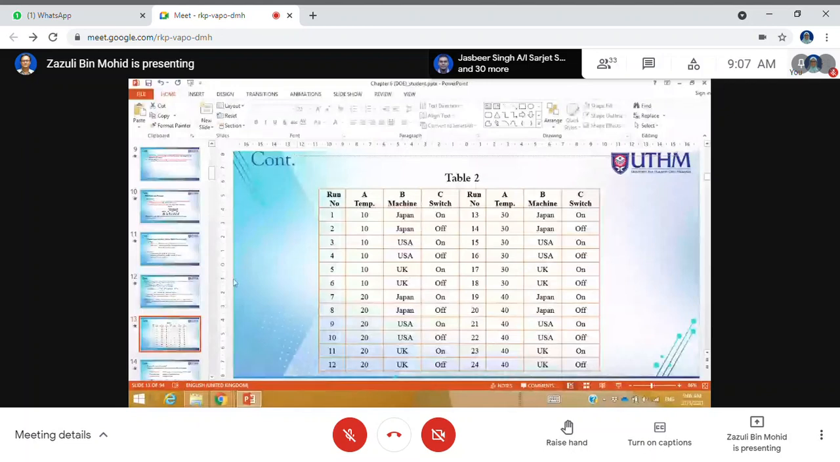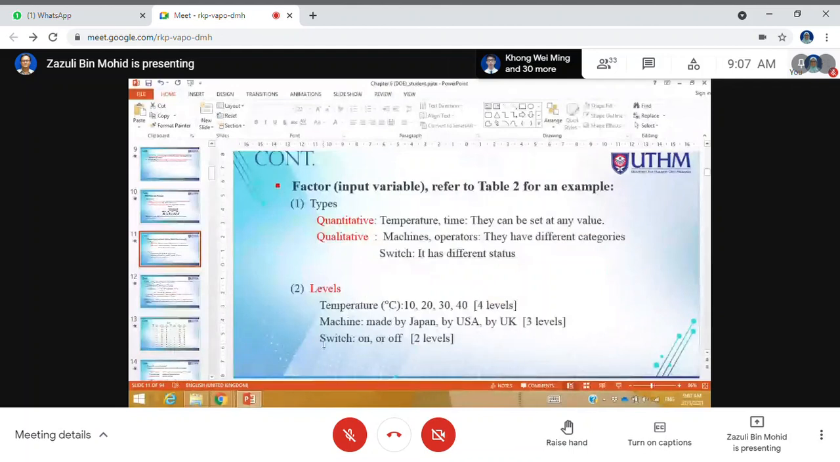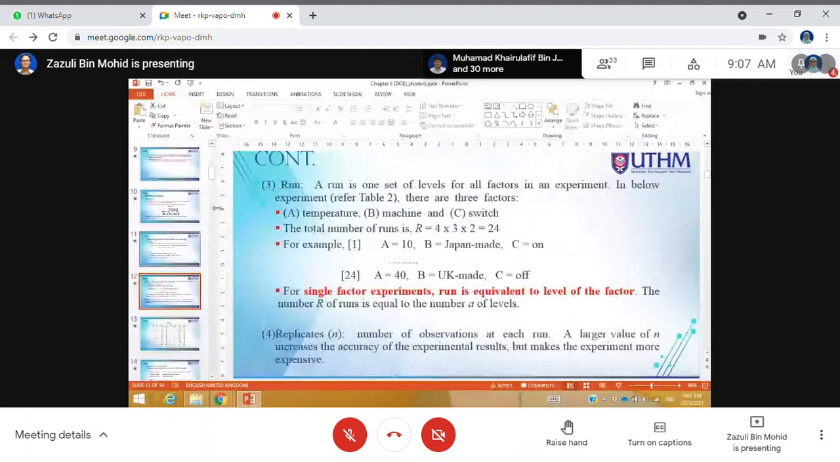So that's what it means by factor levels. Okay, switch is also qualitative, whether it's on or off. We only have 2 levels here. So the next, the run. Okay, a run is one set of levels for all factors in an experiment. In the below experiment, table 2, there are 3 factors.